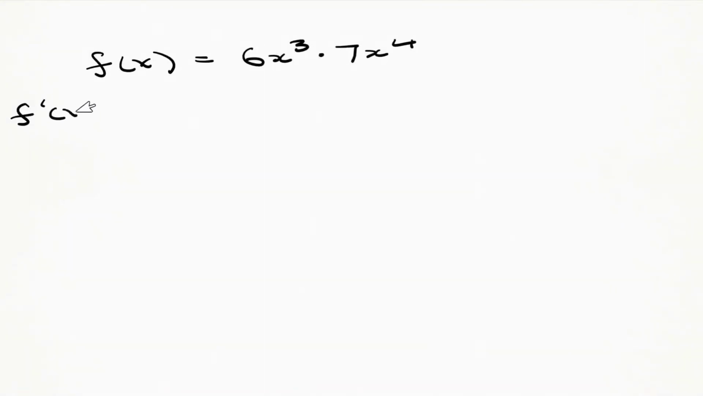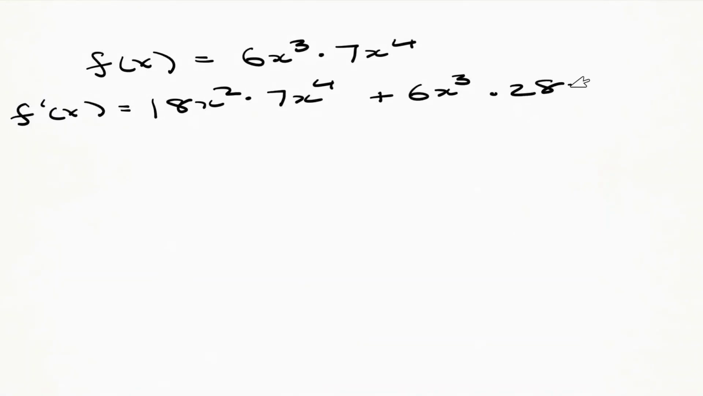So let's say I've got something like f of x is equal to 6x cubed times 7x to the power of 4. How do I find the derivative? Well, that's simply finding the derivative of the first part, so that's 18x squared times 7x to the 4 plus 6x cubed times 28x to the power of 3.